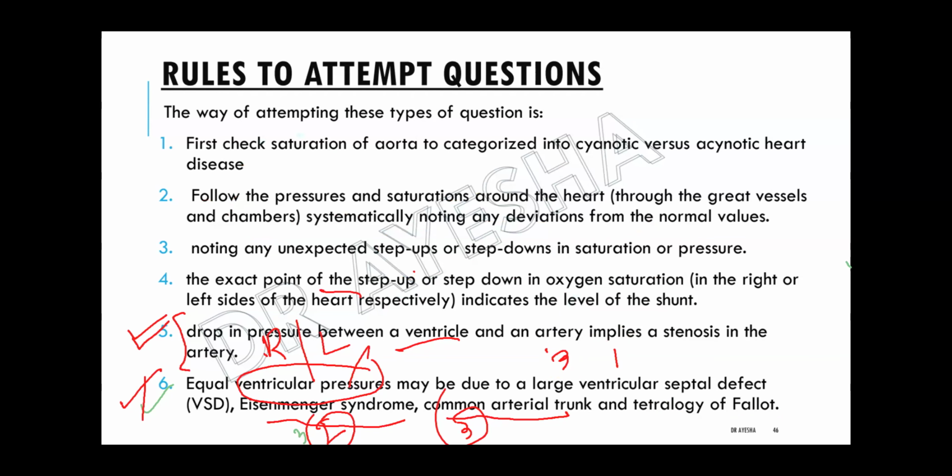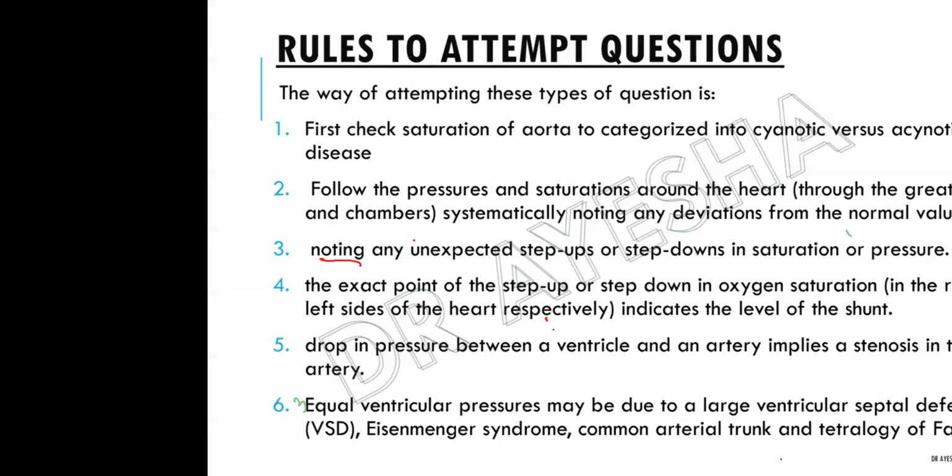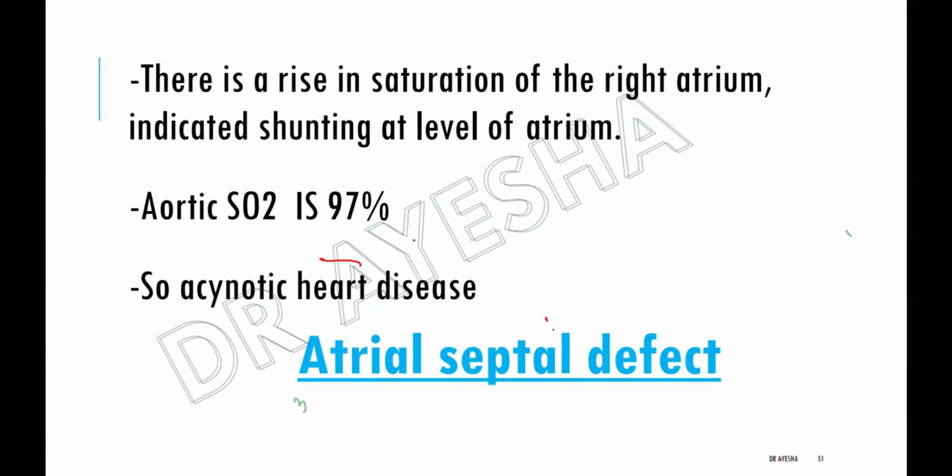Clear to everyone? Now who will do the first example for me? First example, I've already done it. This is atrial septal defect. I've already told you there is a rise in saturation of the right atrium that indicates shunting at the level of the atrium. Because our aortic saturation is 97, we are dealing with an acyanotic heart disease. So the conclusion is ASD.